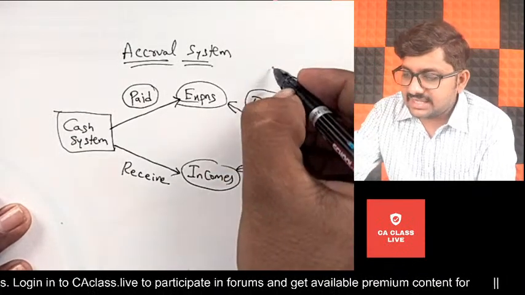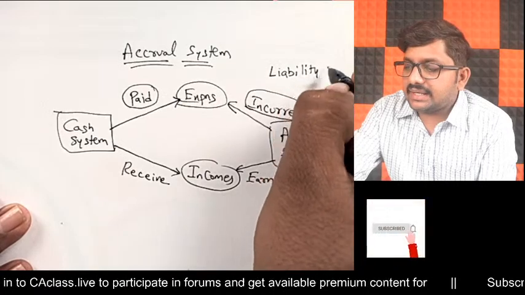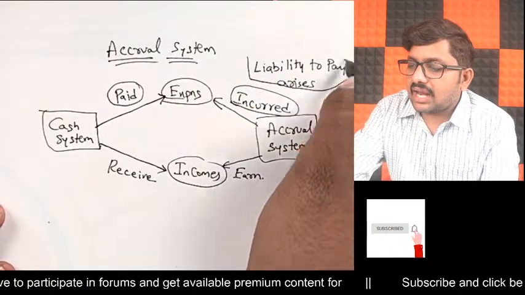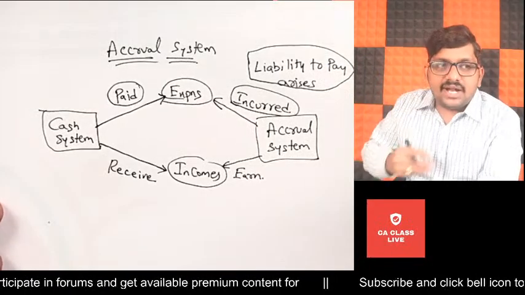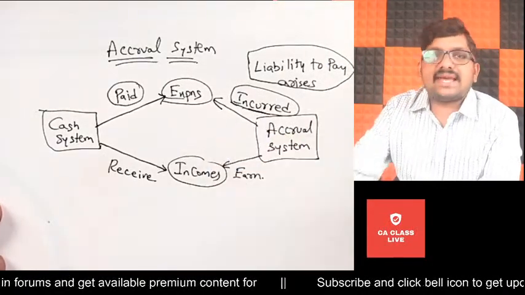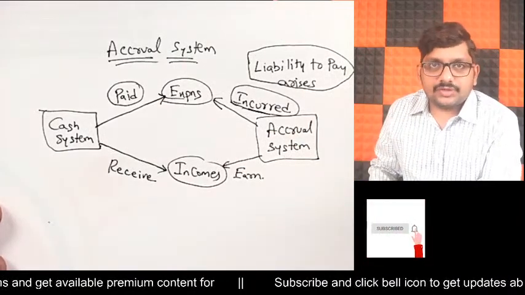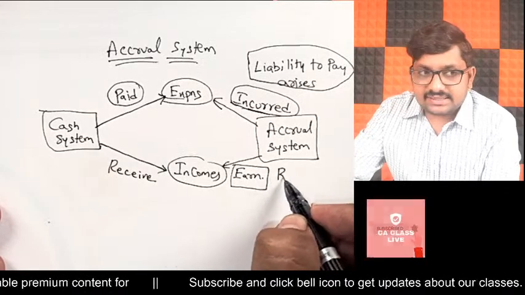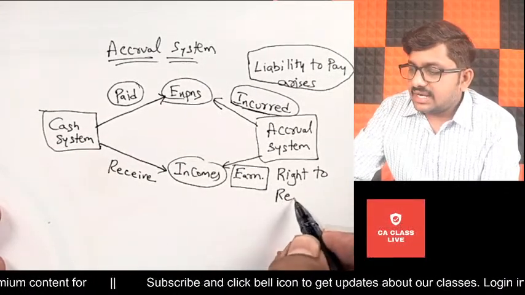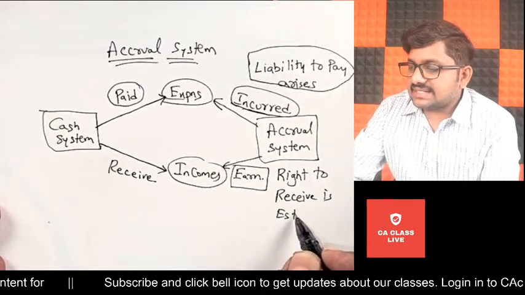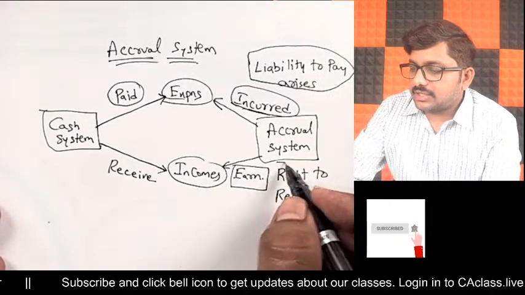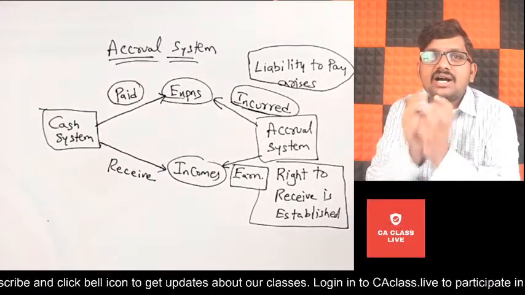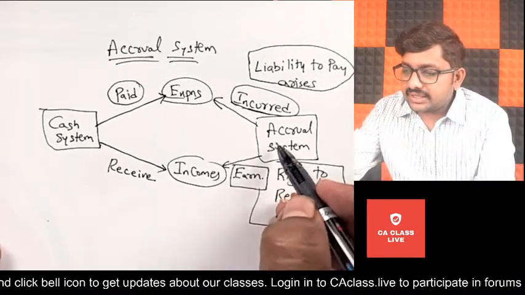So what actually is incurred? Simple. Incurred is a situation where the liability to pay arises. When you are liable to pay, you say you have incurred the expenditure. Got it? Similarly, what is meant by earned? I say it is earned if the right to receive is established. What I mean is, friends, if you got the right to take the money, you say you have earned that money. And only when you earn, you can treat it under the accrual system.